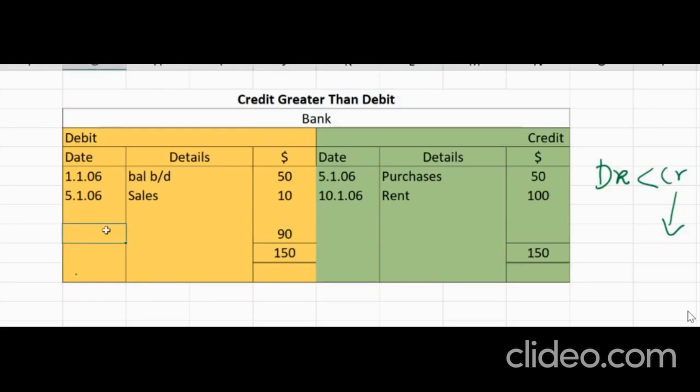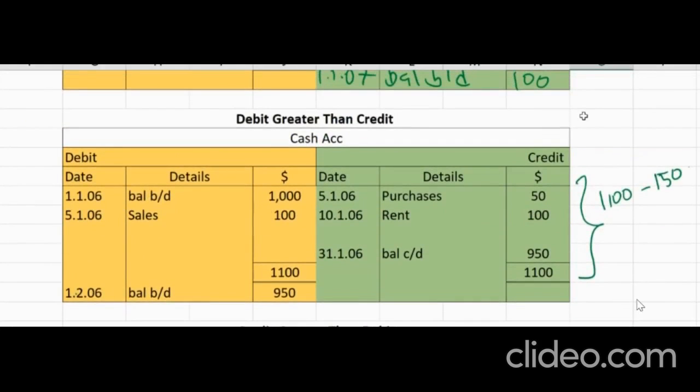This difference is written at the end of month date as balance carried down. And then take it to the opposite side, the next date, which is 1st of Feb 2006, as balance brought down. And the value you write over there would remain the same as your carried down value.